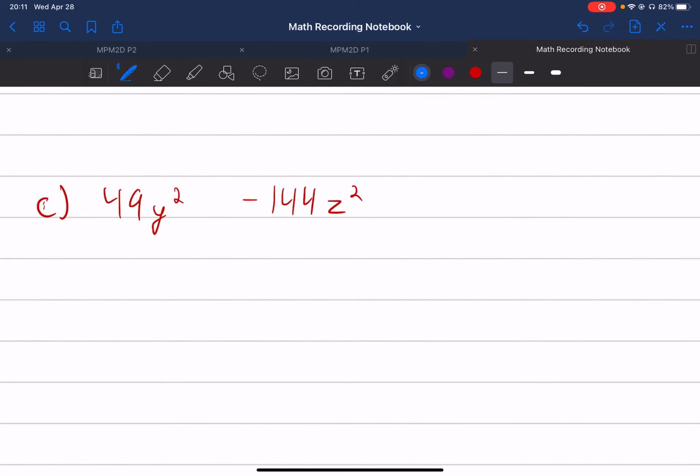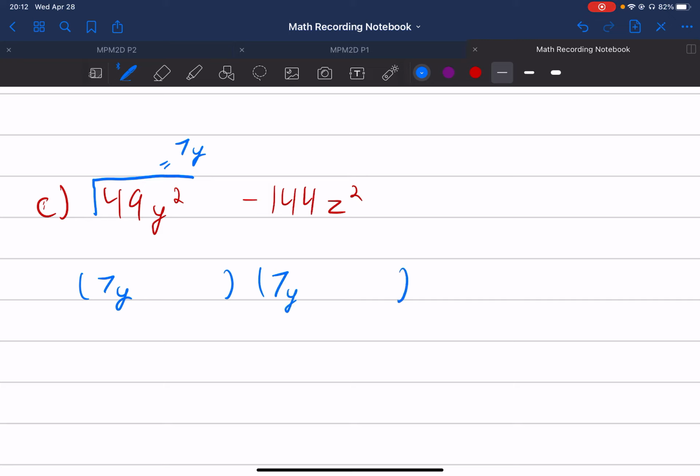And let's do another one here. Okay, we have 49y squared minus 144z squared. Now you're going to be like, wait a minute, miss. These have two different variables. Doesn't matter. We can still do this. So if we square root the first one, 49y squared, we're going to get 7y. 7 squared gives us 49. Y squared gives us, well, y squared. So we're going to have our first term, 7y, and our second term, 7y.